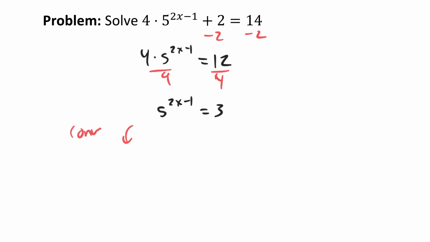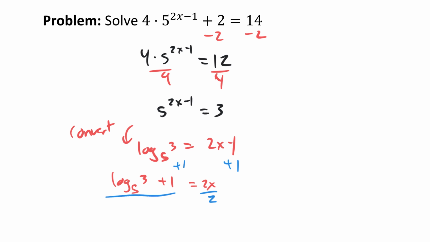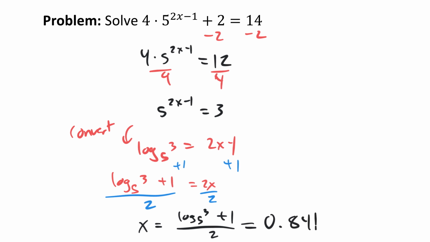Then I convert. So log base 5 of 3 equals 2x minus 1. Now I can add 1 to both sides. Remember, the 1, because it's not a log, you can't really combine it at all. Divide by 2. And there's my final x. x is log base 5 of 3 plus 1, all divided by 2, which as a decimal should give you 0.841.